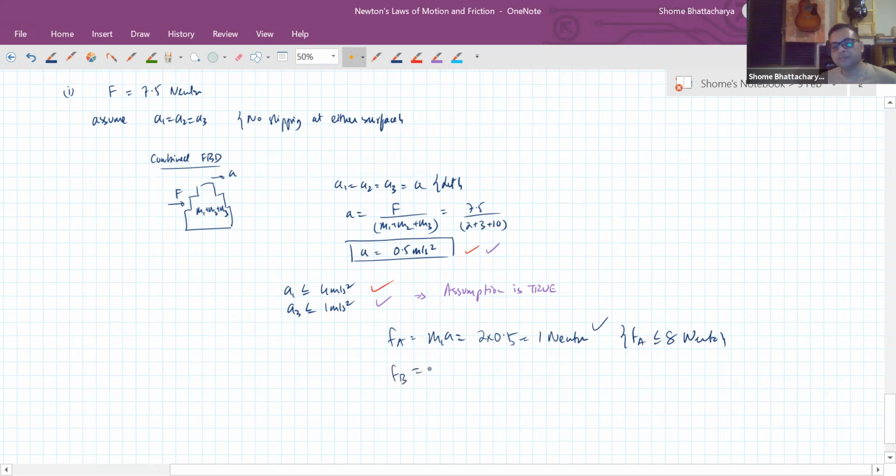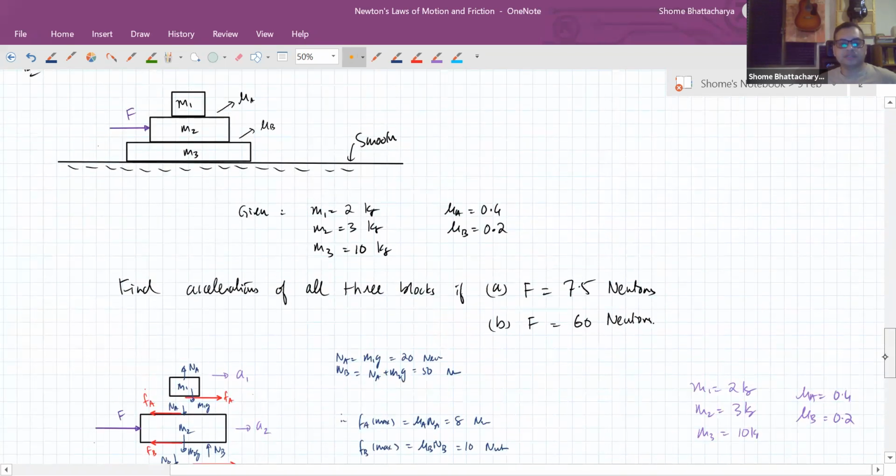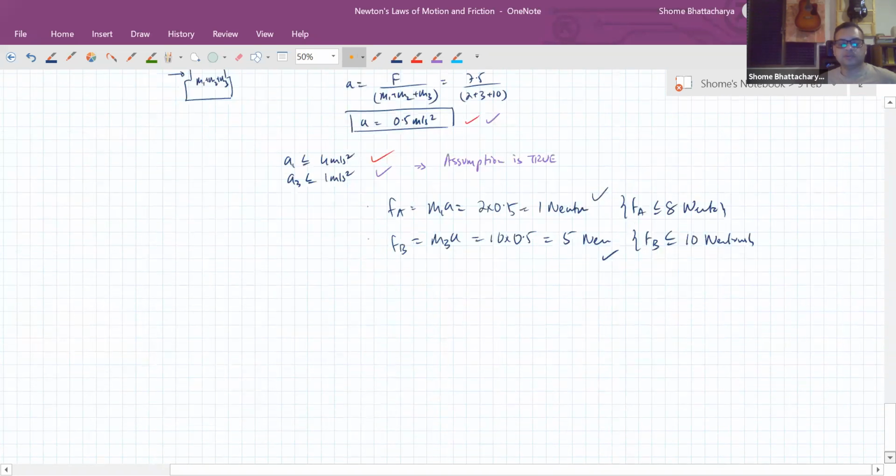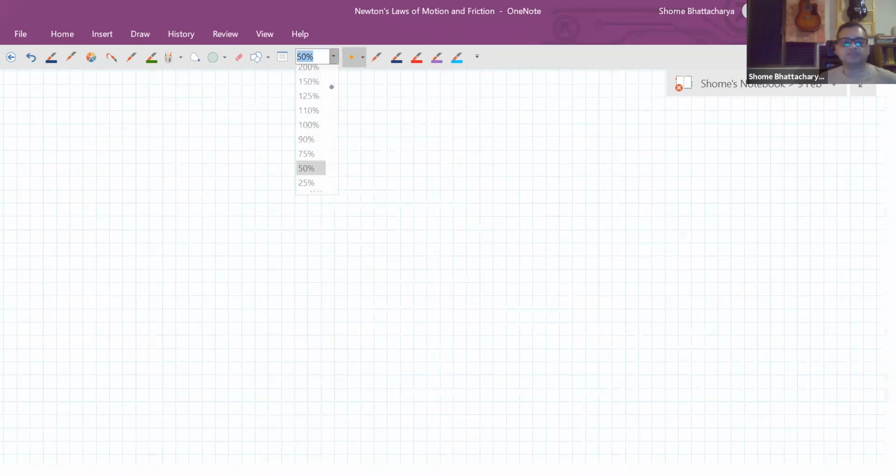Similarly, FB is equal to M3 into A. So that is going to be 10 into 0.5, so that is 5 newtons. And we had seen that FB could go up to a maximum of 10 newtons. So again, we can see that this condition is very much all right. So in fact, this is the amount of friction that will be acting at both the surfaces of contact, and this will be the common acceleration. But when we come to the second part, where we have taken the magnitude of the force increased to 60 newtons now from 7.5, you can see it's quite a big jump.